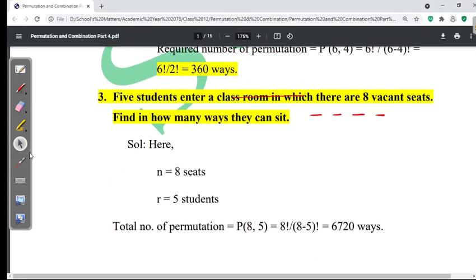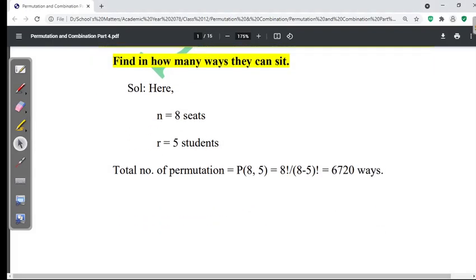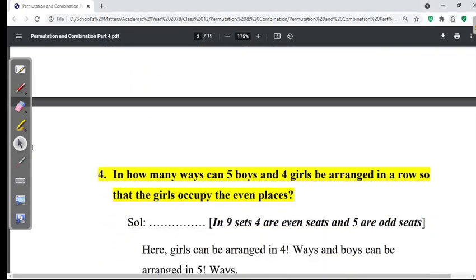Question 3 is: 5 students enter a classroom in which there are 8 vacant seats. Find how many ways they can sit. 8 seats are there, n is 8, and our student number is 5, then they will enter in 6720 ways. This is also a similar question as A and B, or 1 and 2. Now moving to question number 4, dear students.